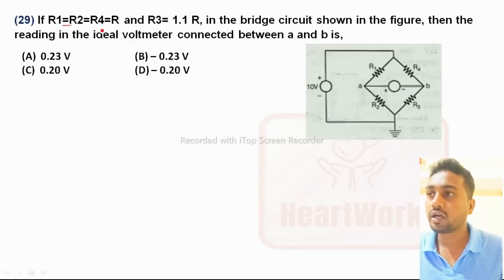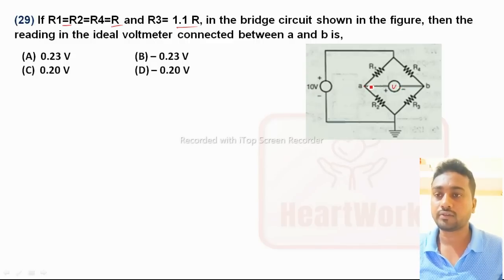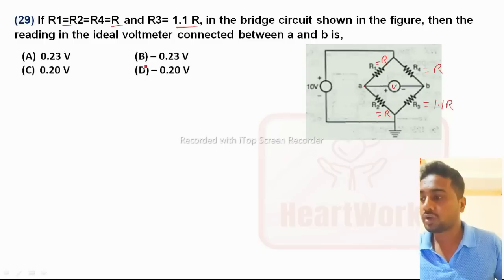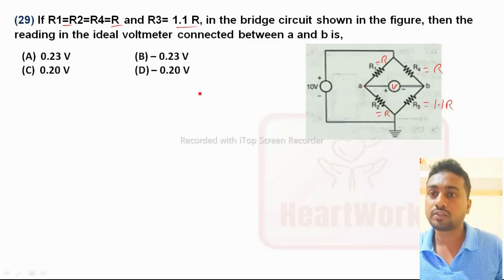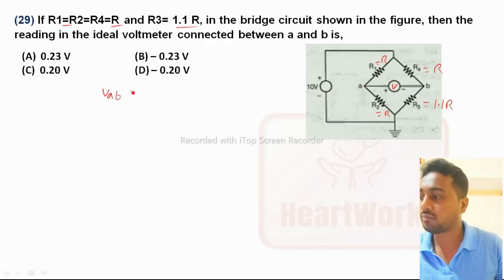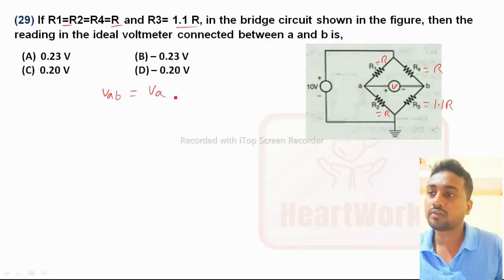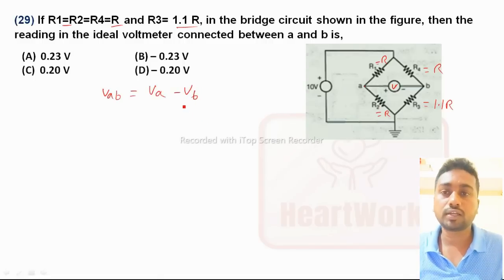If R1, R2 and R4 are equal to R and R3 is 1.1 R in the bridge circuit shown in the figure, then what is the reading in the ideal voltmeter connected to AB? Here AB means this voltmeter. What is the value of this voltmeter they are asking? What is given? R1 equals R, R2 equals R, R4 equals R and R3 equals 1.1 R. So how will we find it? We have to find the voltage VAB. We can directly do VA minus VB to get the answer.